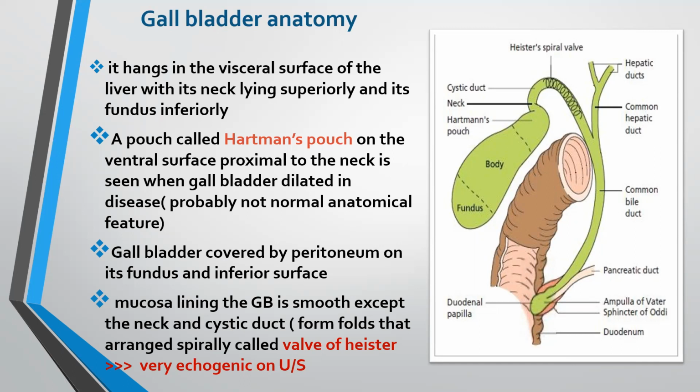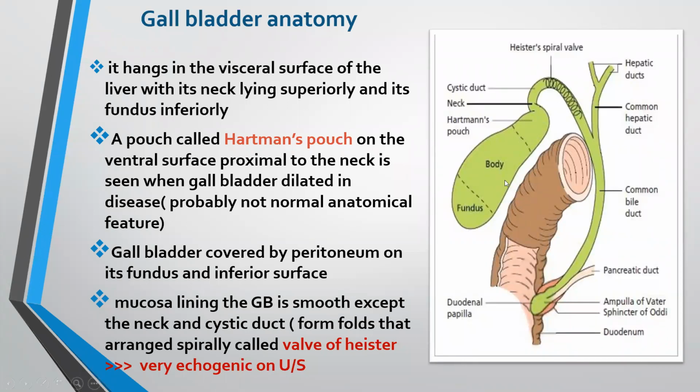A pouch called Hartmann's pouch on its ventral surface proximal to the neck is seen when the gallbladder is dilated in disease, probably not a normal anatomical feature. Here we see it near the neck. It has clinical significance when a stone is impacted here or in the cystic duct, causing compression of the common hepatic duct and leading to Mirizzi syndrome.